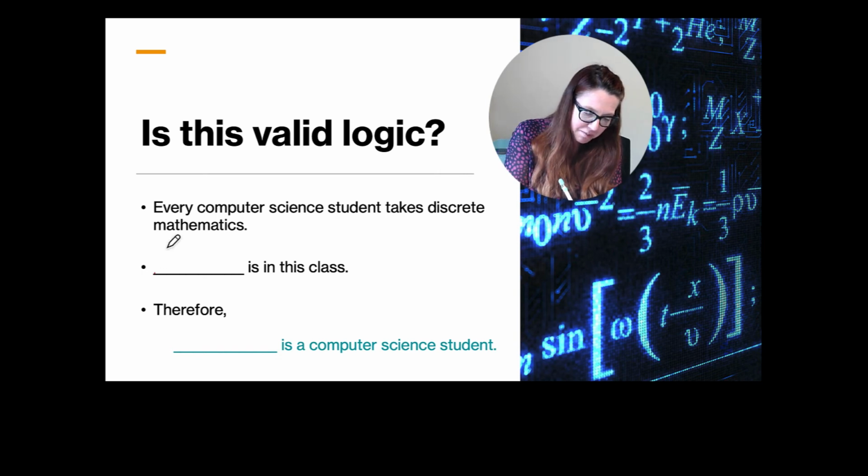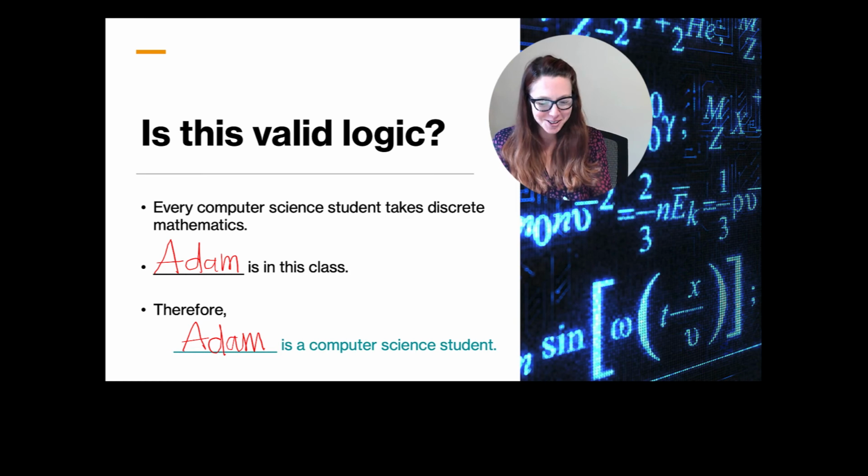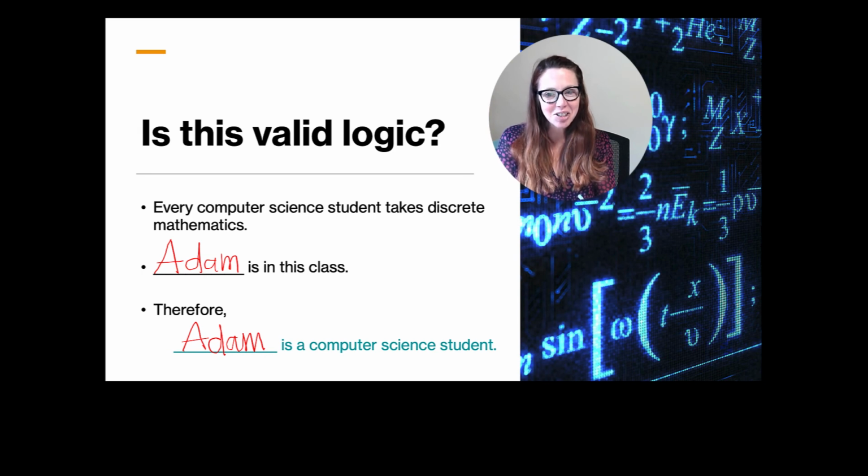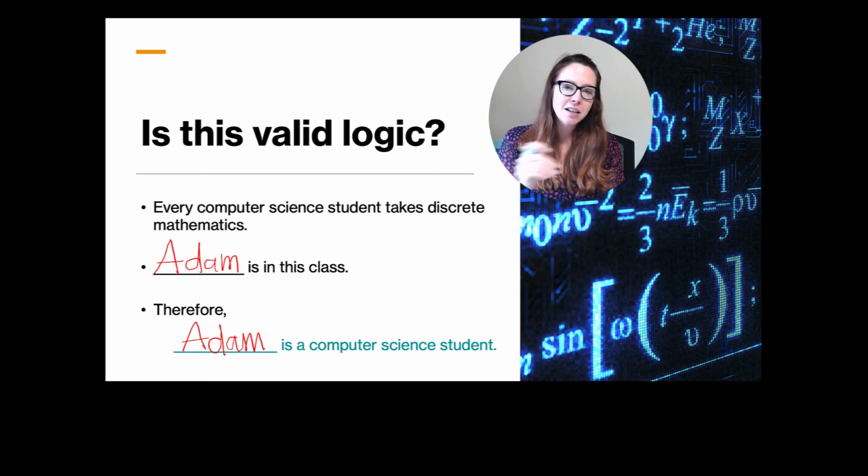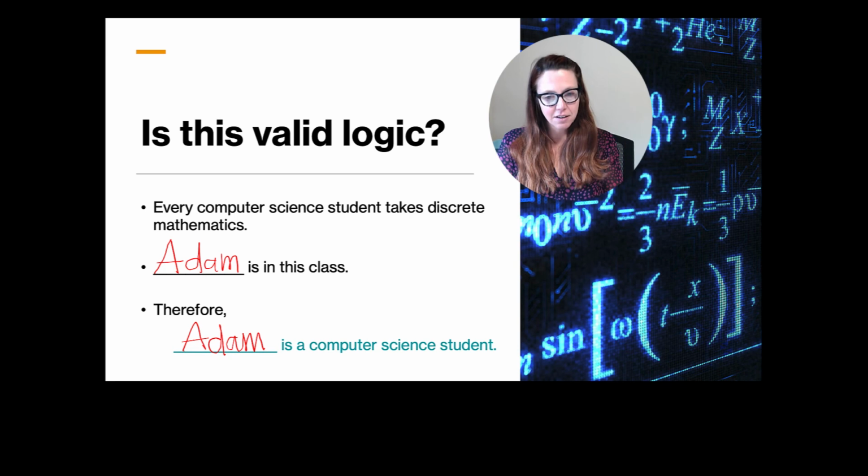Adam, you have a short name, so I am going to use you. My pen is only working so well. I'm picking at random, but perfect. Okay, so every computer science student takes discrete mathematics. Adam is in this class, which is discrete mathematics. Therefore, Adam is a computer science student. So every computer science student takes discrete mathematics. Adam is taking discrete mathematics. Therefore, Adam is a computer science student.